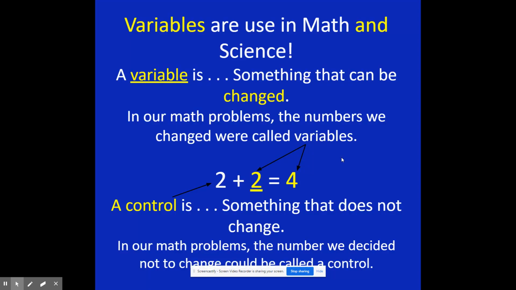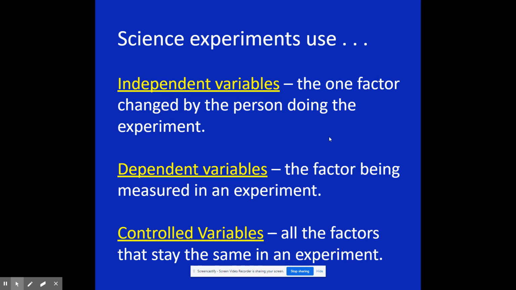So what does that have to do with science? Variables are used in both math and science, and variable comes from the word vary. Able means it can be, so a variable is just something that can change. So in our math problems, numbers that change are called variables. And then a control is something that doesn't change, and it's going to be exactly the same in science.